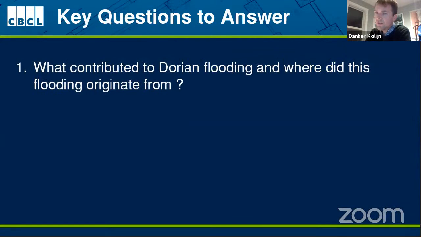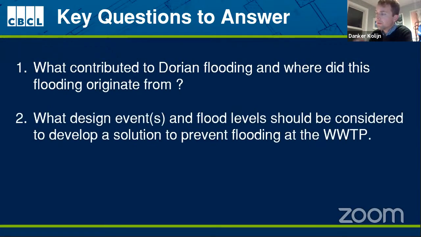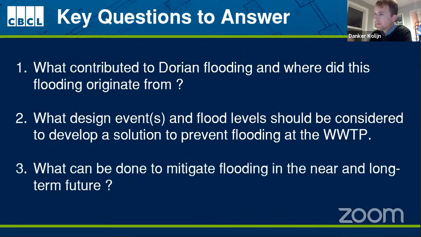So the key questions that we wanted to answer are: what contributed to the Dorian flooding? Where did the flooding originate from? What design events and flood levels should be considered to develop a solution to prevent flooding? And what can be done to mitigate the flooding in the near and long-term future? So we want to consider what we can do today and of course the next couple of decades.